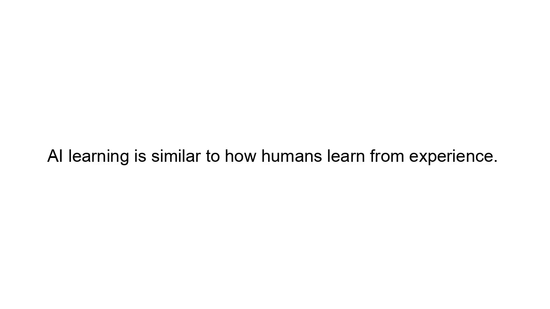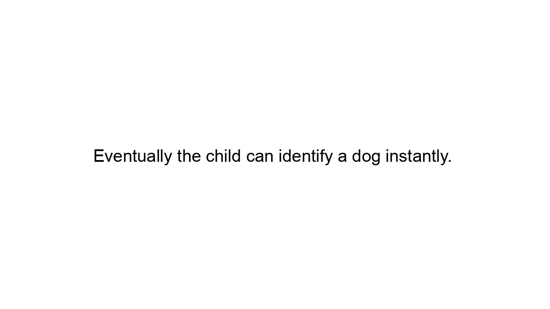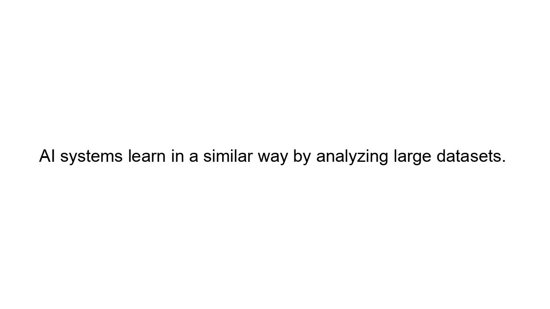Real-life analogy. AI learning is similar to how humans learn from experience. Example: a child learns to recognize dogs by seeing many dogs. Eventually the child can identify a dog instantly. AI systems learn in a similar way by analyzing large datasets.